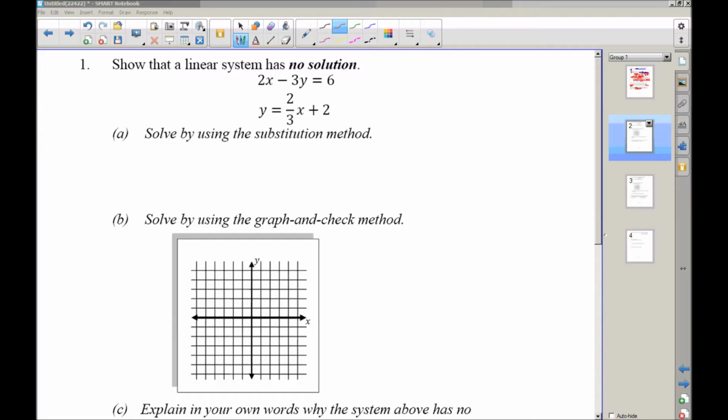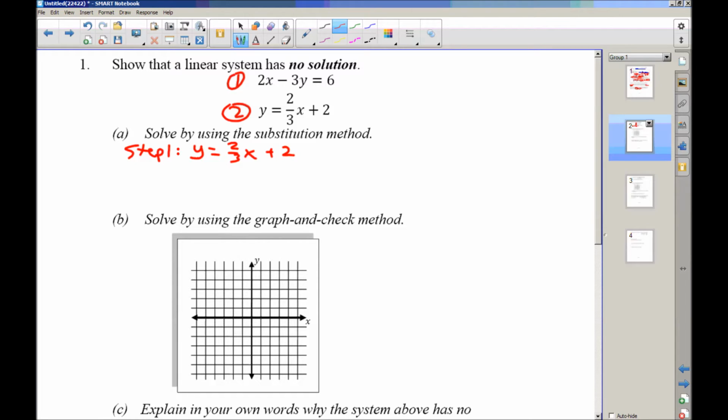We have 2x minus 3y equals 6, and we have y equals 2/3 x plus 2. And we're supposed to solve this one using the substitution method for part A. Since equation 2 is already solved for, step 1 is done. So step 1, we just say y equals 2/3 x plus 2. I don't have to do any work there.